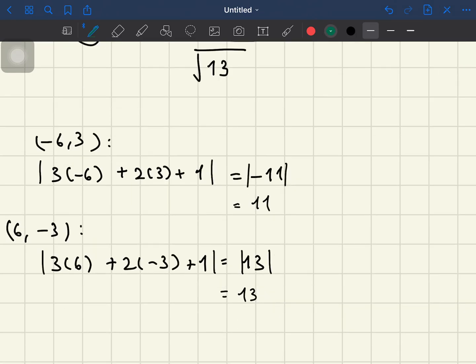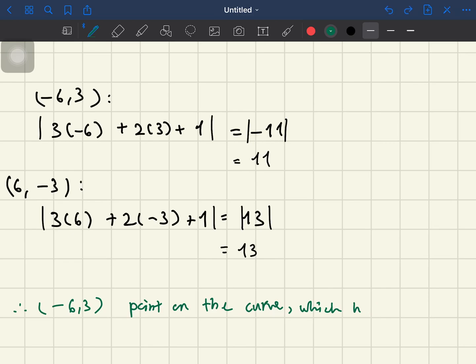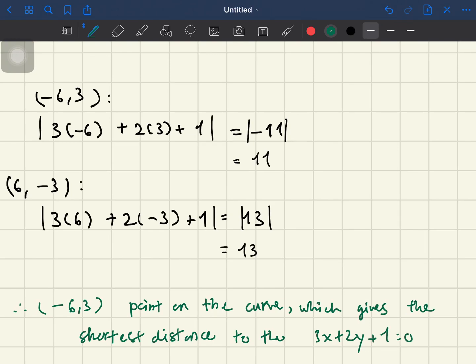So (-6, 3) is the point on the curve which gives the shortest distance to the straight line 3x plus 2y plus 1 equals 0.